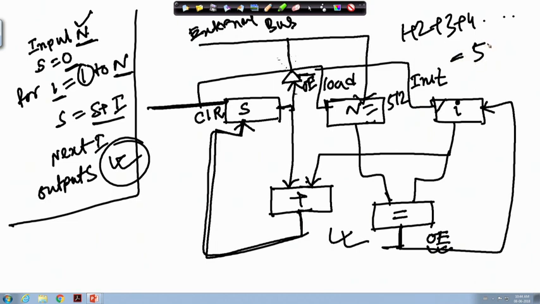Up to 511 clock cycles it will run. Okay. So, this particular circuit will run for 512 clock cycles, and in the 512 clock cycles I will get the output at the external stage, that is the external bus, if I select this n input as 512.